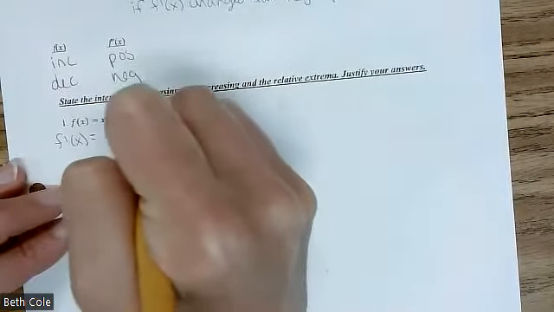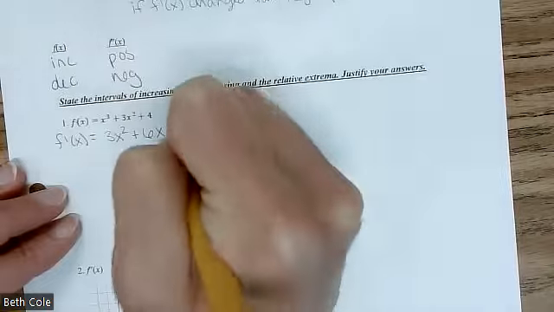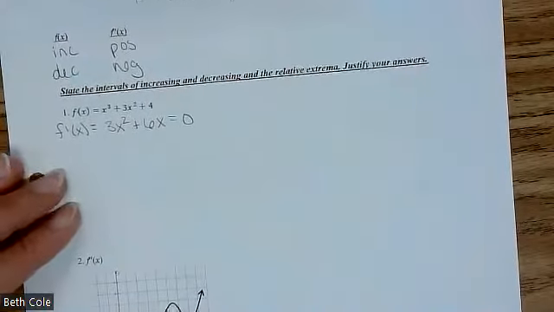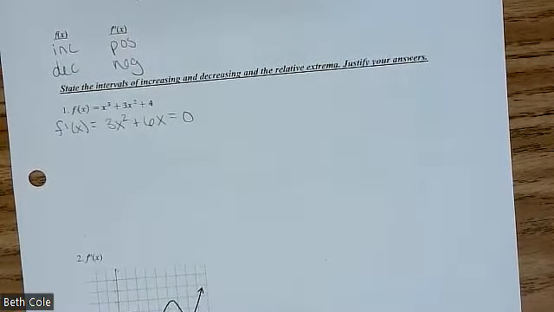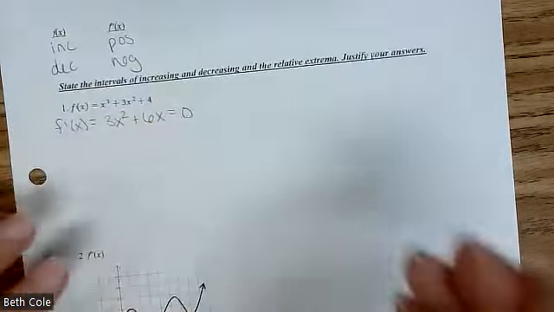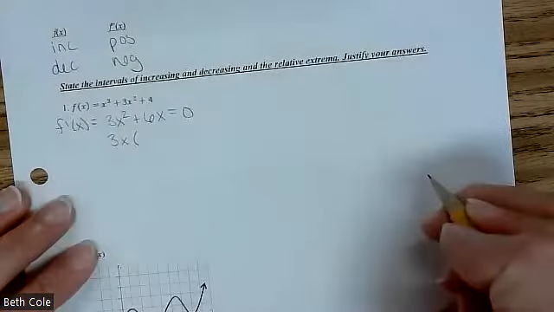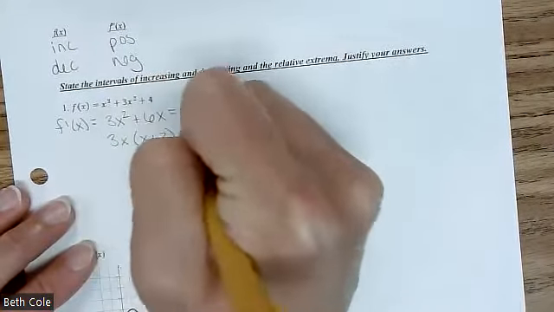3x squared plus 6x, good, set it equal to 0. And then that was the calculus. Here's the algebra. You have to factor that. So what can we factor out? 3x. You'll be left with x plus 2.